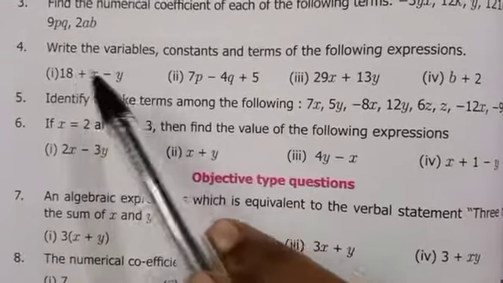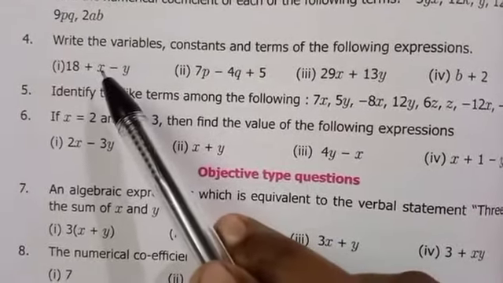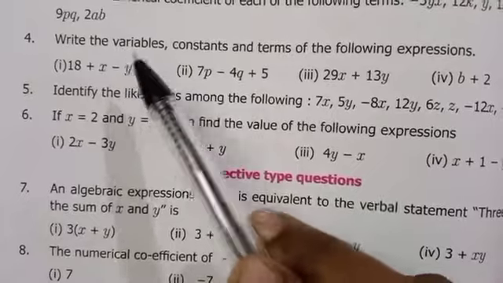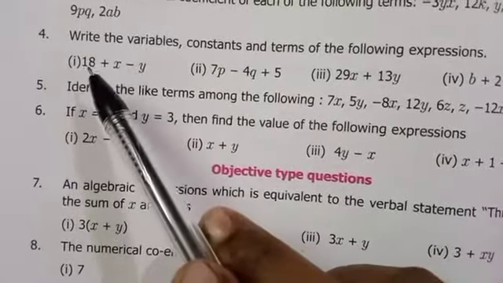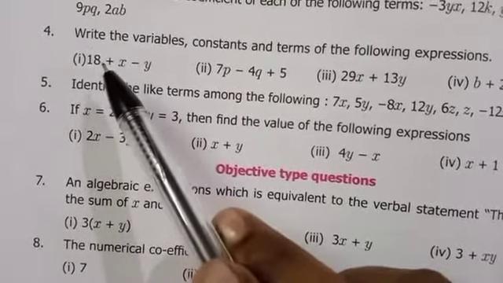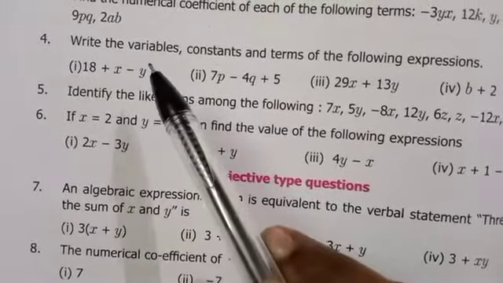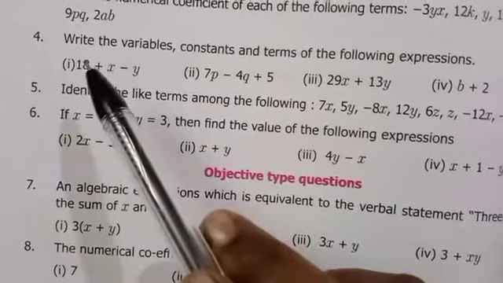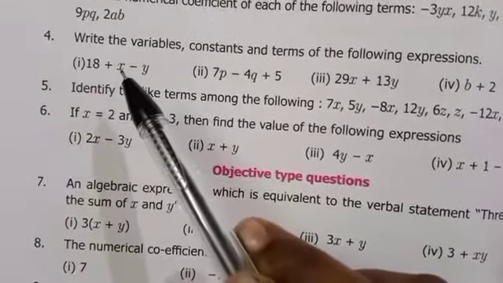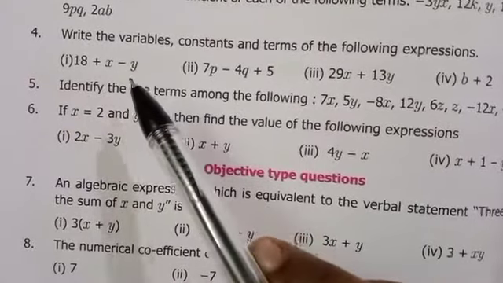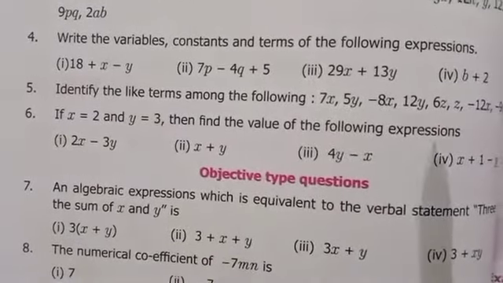For this first problem, what are the variables? x and y. For constant, which is a constant? The number is a constant. So 18. Terms: how many terms are there? 1, 2, 3. Take and write separately: 18, comma, x, comma, minus y. Like that, the remaining problems.